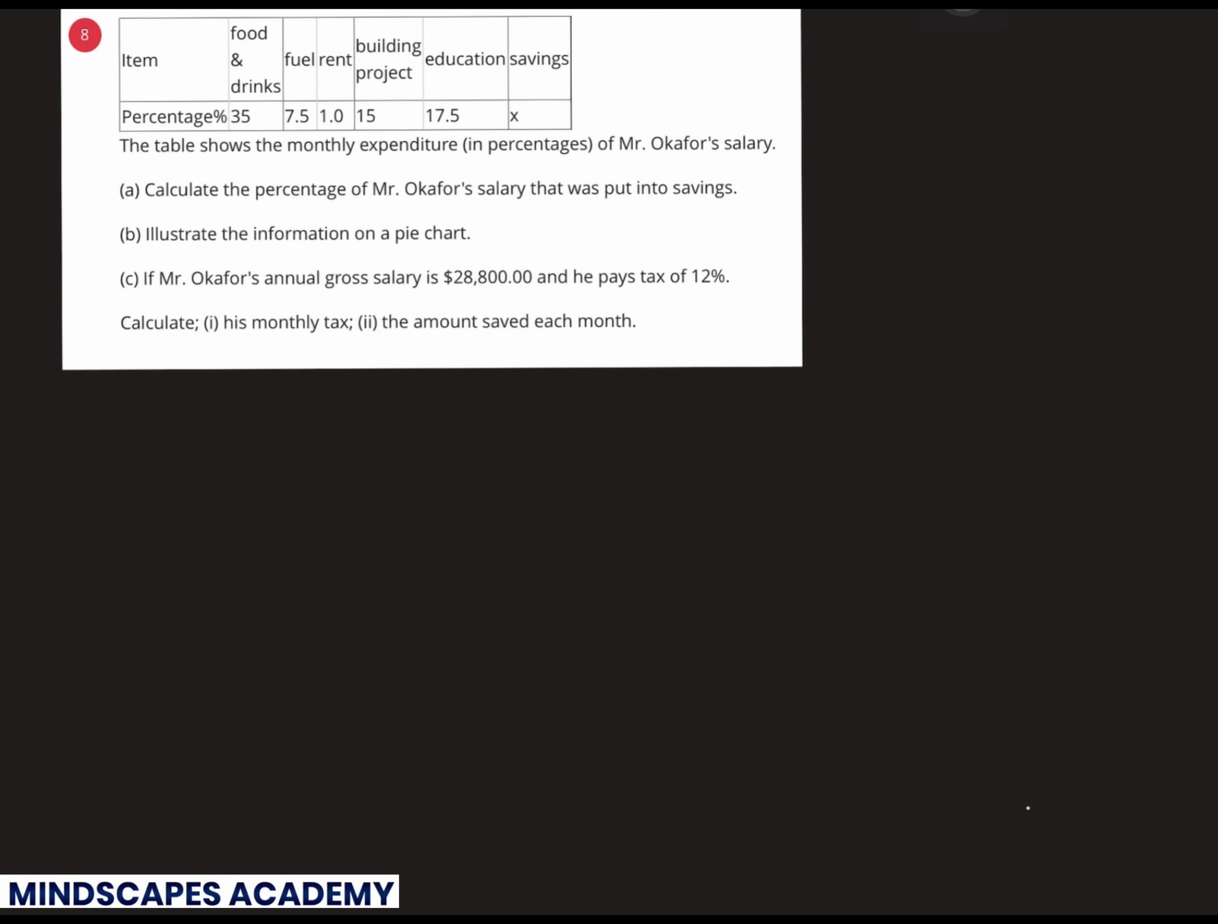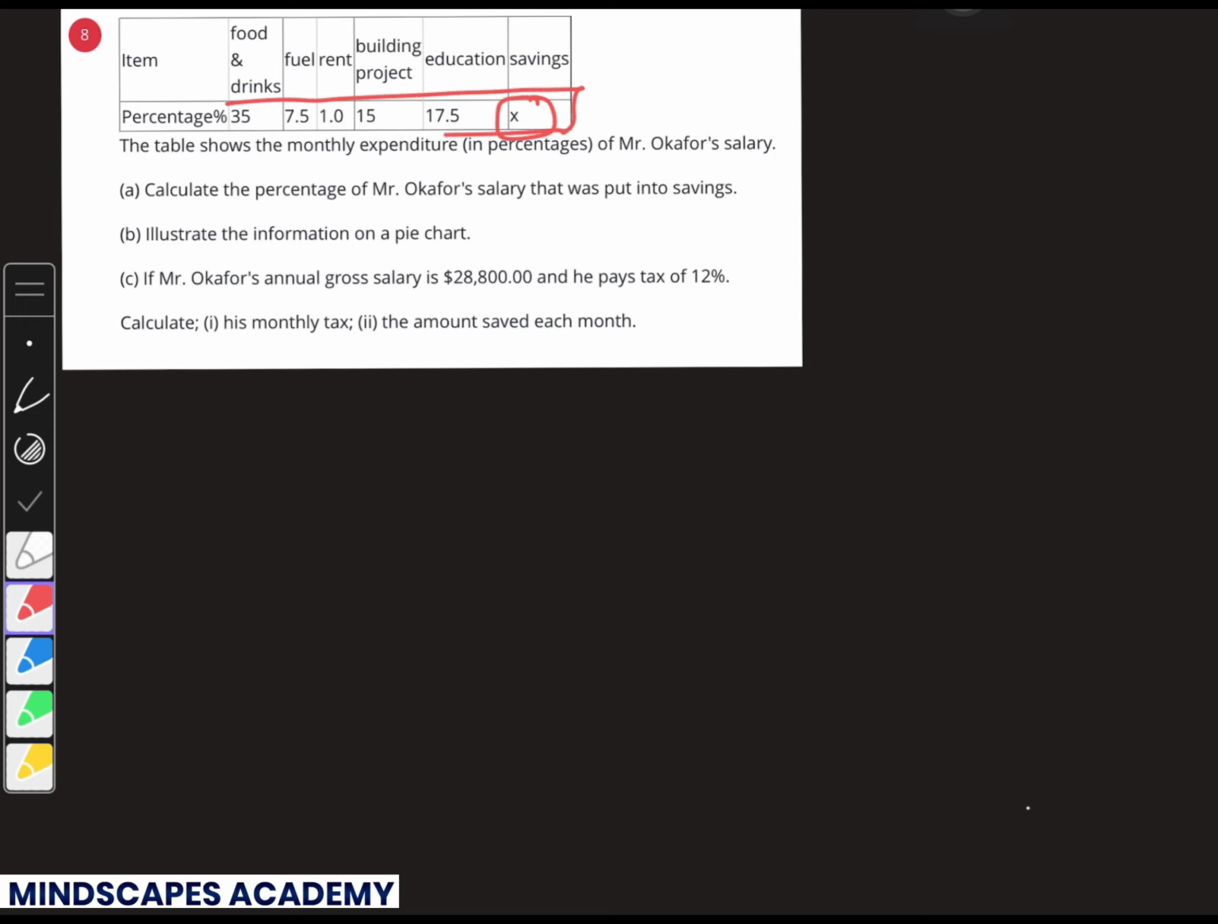Alright, so for this problem, we're asked to calculate the percentage of Mr. Okafor's salary that was put into savings. So that shows we need X. And since these are in percentages, the sum of all of these has to be 100. So now we can find X.